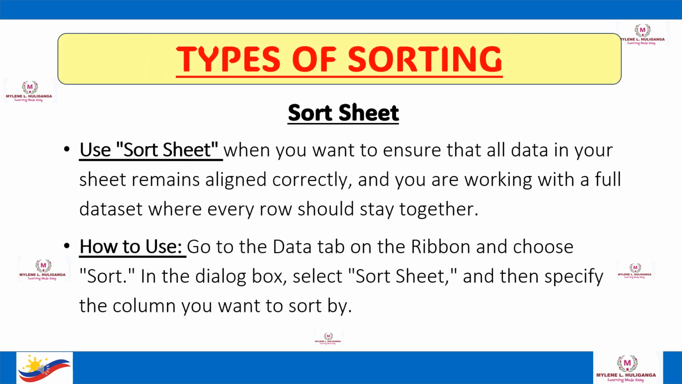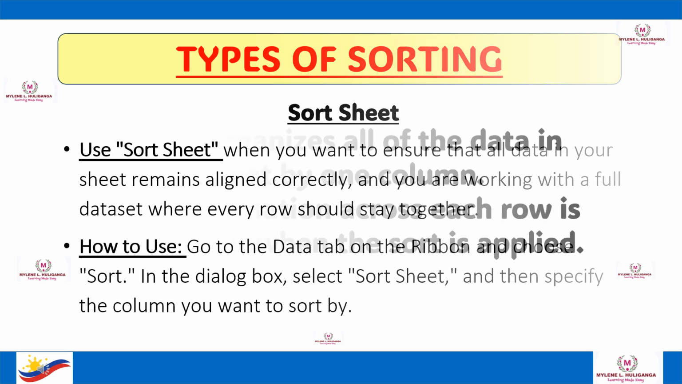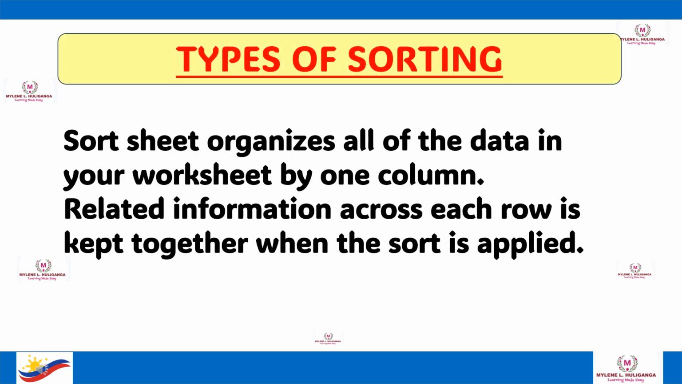Use Sort Sheet when you want to ensure that all data in your sheet remains aligned correctly, and you are working with a full dataset where every row should stay together. How to use Sort Sheet: first go to the Data tab on the ribbon and choose Sort. In the dialog box, select Sort Sheet, and then specify the column you want to sort by. Sort Sheet organizes all of the data in your worksheet by one column. Related information across each row is kept together when the sort is applied.